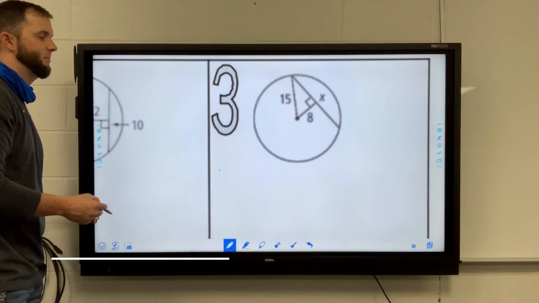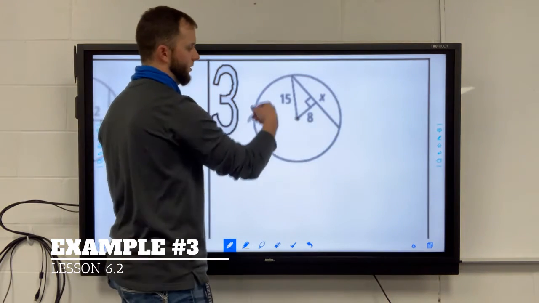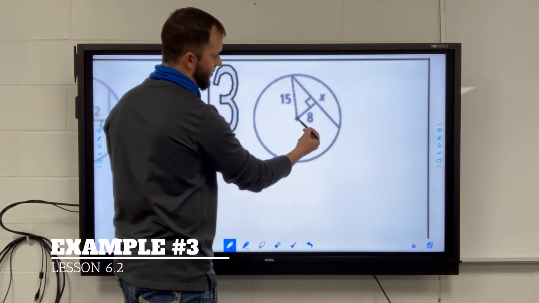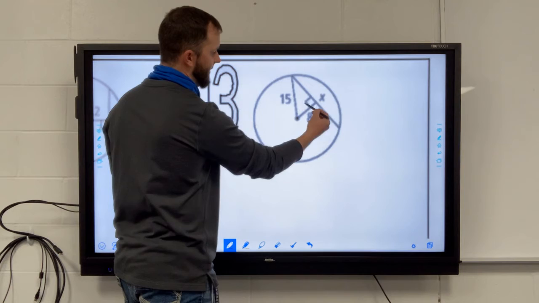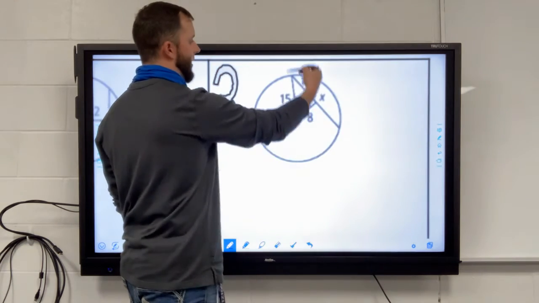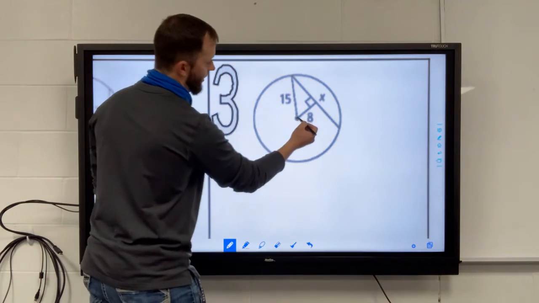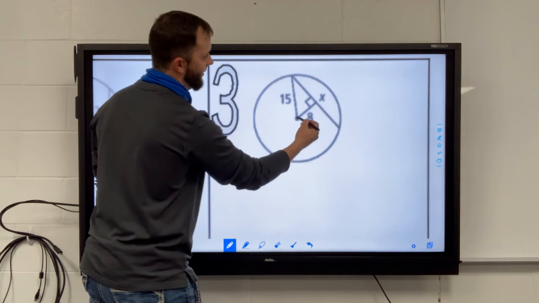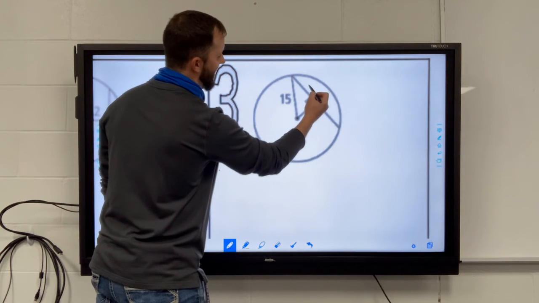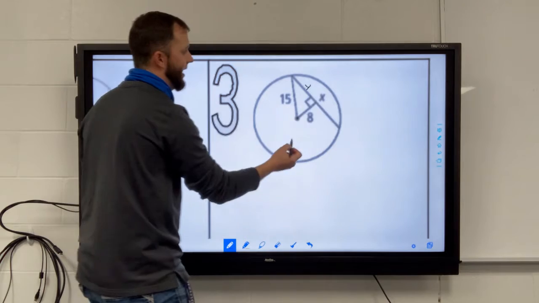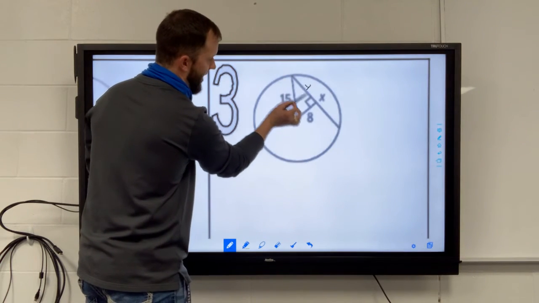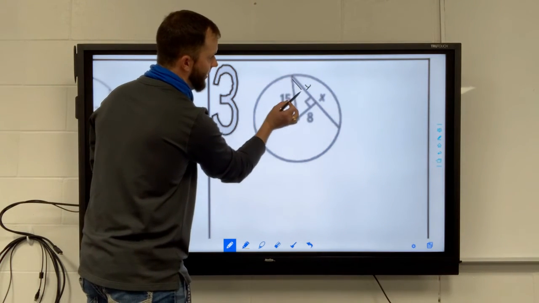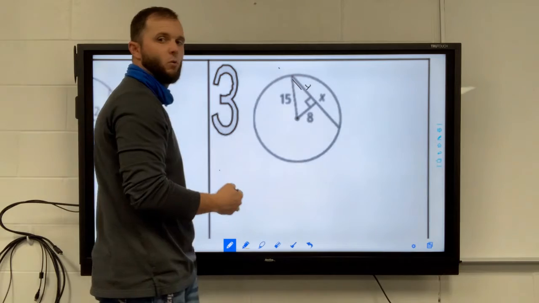Lastly, on example number 3, I've been given a circle. I have a line going from the center of the circle to the chord at 90 degrees, and also I have my radii going here. Since it's 90 degrees with that chord, it's going to be cutting it in half. So if I wanted to find this, I'm going to call this y. I have to find this little section first by using the Pythagorean theorem. Then to get the whole thing, I have to double what y is.